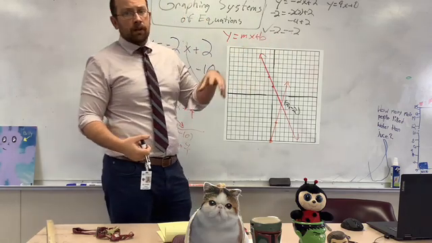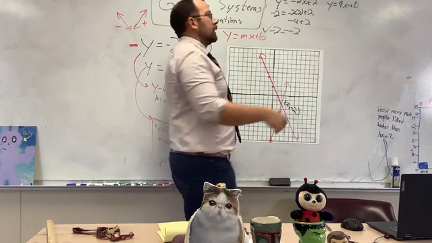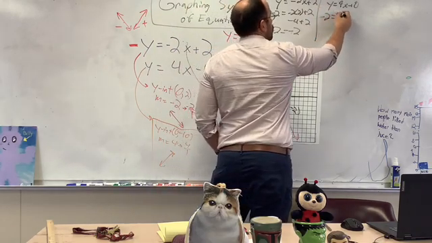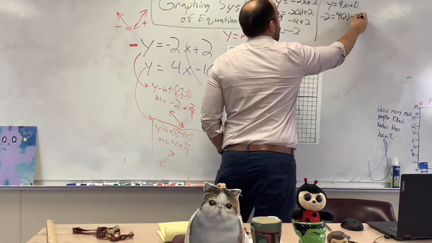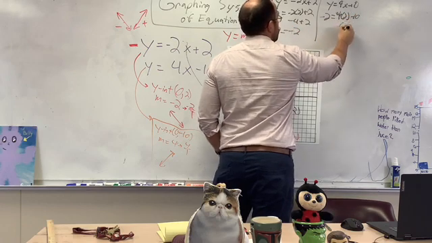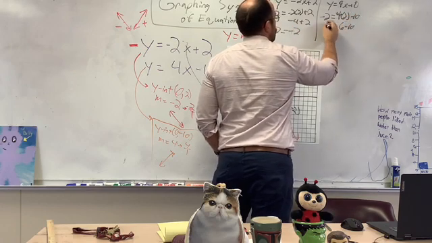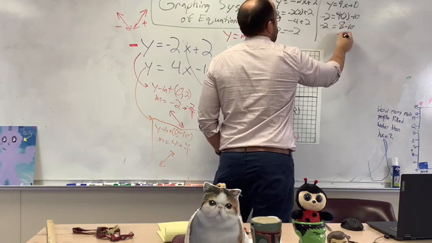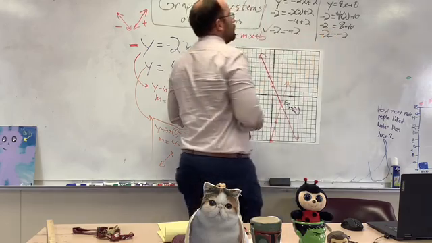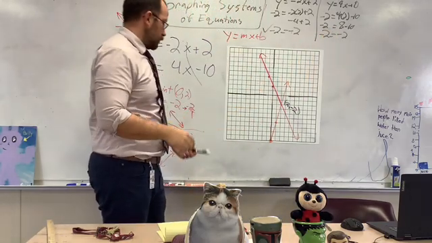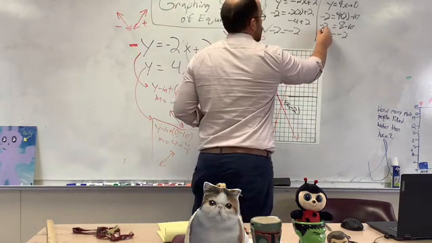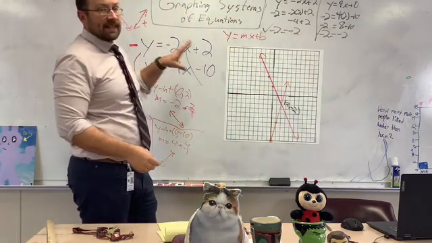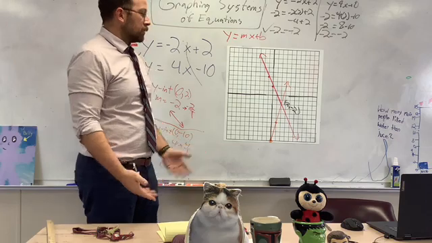But for it to be the correct solution for the entire system, it has to be a correct answer for the second one also. And there you go. Negative 2 equals negative 2. It's a solution for both, so it is the solution for this system. Alright, now I'm going to do another one.